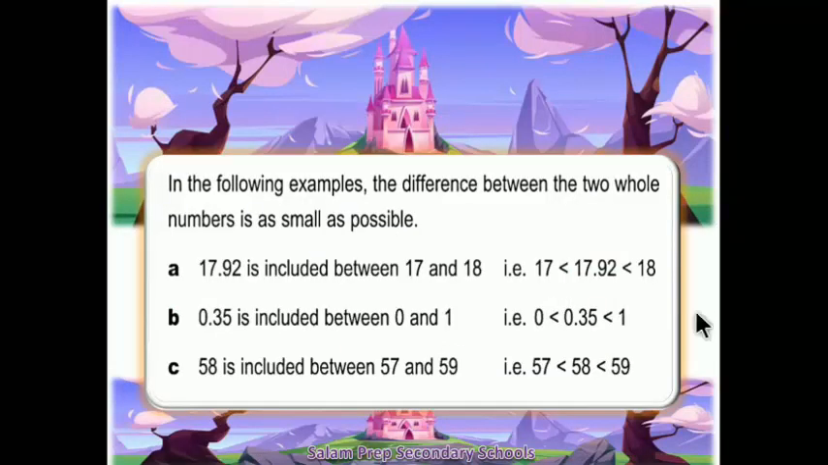Now we will learn how to read these examples, okay? The first example, we read this number as follows: 17.92 is included between 17 and 18. The second example, to read this example, we say 0.35 is included between 0 and 1. The third example, to read this one, we say 58 is included between 57 and 59.